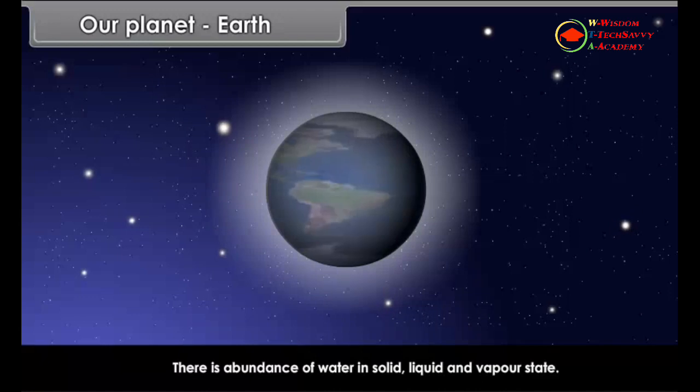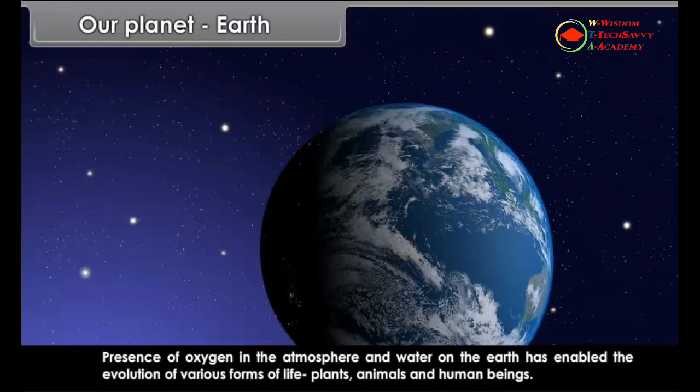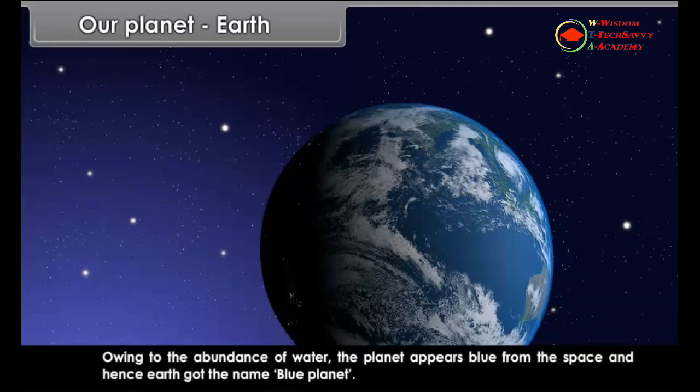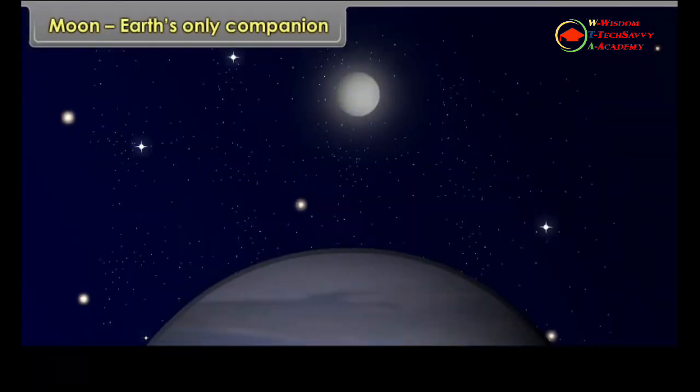Presence of oxygen in the atmosphere and water on the earth has enabled the evolution of various forms of life, plants, animals and human beings. Owing to the abundance of water, the planet appears blue from the space, and hence Earth got the name Blue Planet.